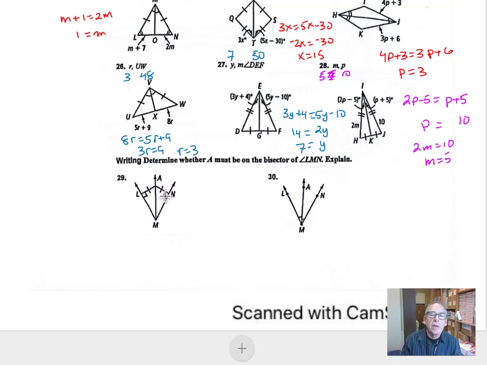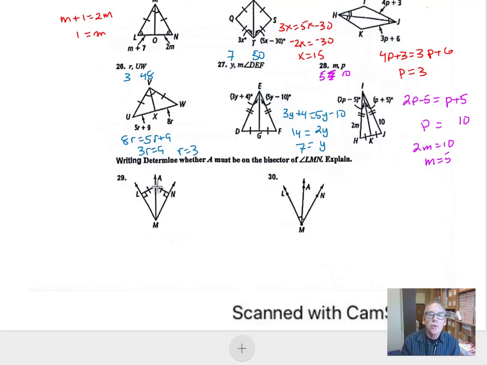Let's look at 29. Determine whether A must be on the bisector. If a point's on the bisector, it's equidistant from the endpoints of the segment, or from the sides of the angle. Endpoints of the segment, it's on the perpendicular bisector. Same distance from the sides of the angle, it's on the angle bisector.